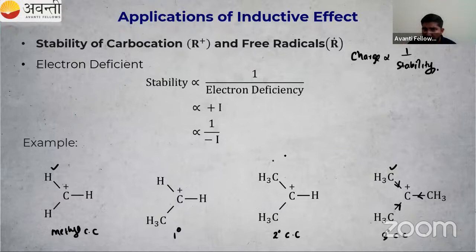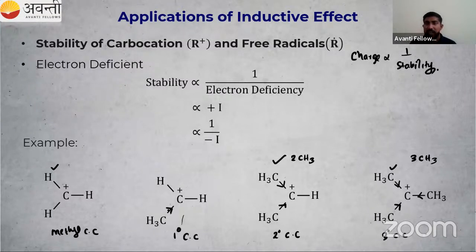Then let us check the secondary carbocation. There are 2 methyl groups giving electrons to carbon. What about hydrogen? Hydrogen will show plus I effect, but we can neglect that. So there are 2 CH3 groups, and in tertiary there are 3 CH3 groups giving electrons to our carbon. So the positive charge will be decreased. Charge decreases, stability increases.